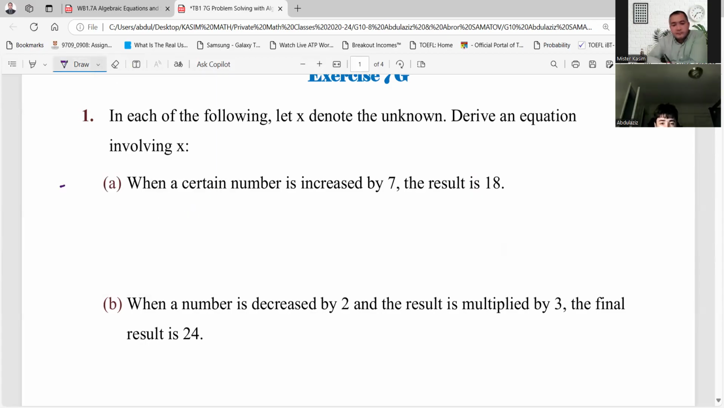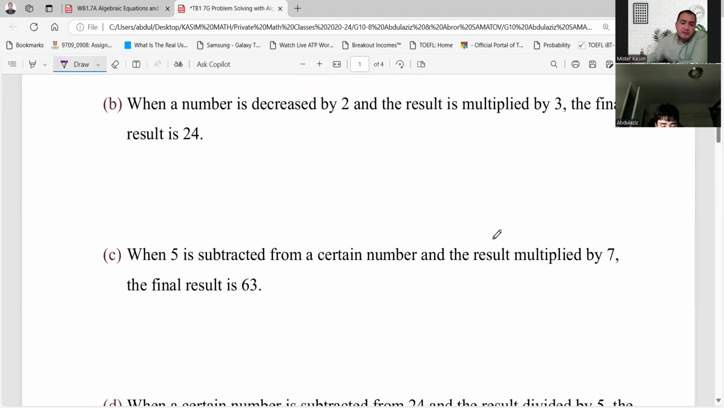When a certain number is increased by 7, the result is 18. First, tell me the equation. A certain number, that is x, right? What is the equation here? x plus 7 equals 18. Okay, that's it. That's the most important thing, understanding the problem.